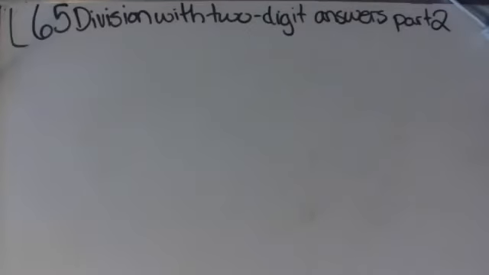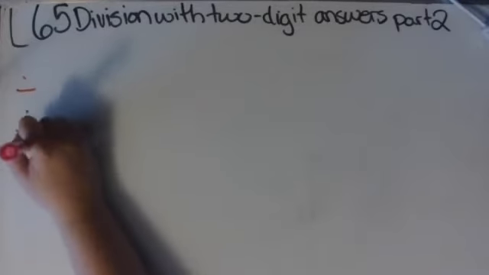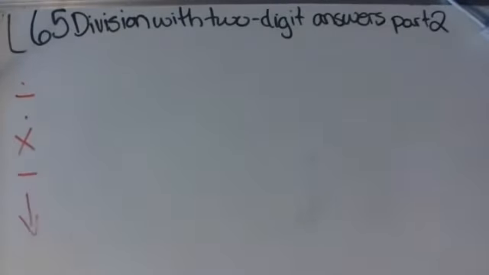This is lesson 65, division with two-digit answers, part 2. So this is the same as last lesson. The difference is you are going to have a 0 in your quotient. Okay, so again, we're going to do the same steps. We're going to divide, multiply, subtract, bring down.